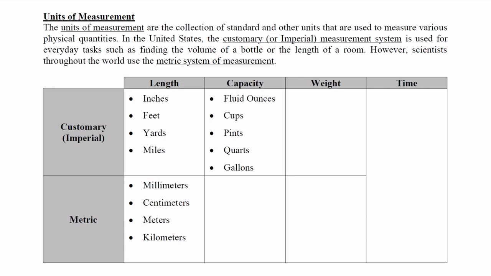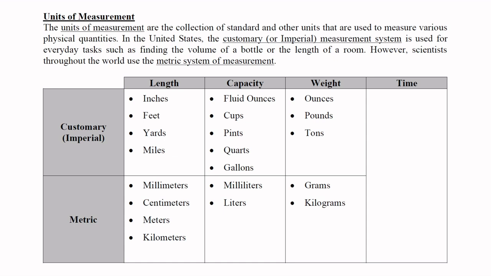In the United States, in the customary or imperial measurement system, we use things such as fluid ounces, cups, pints, quarts, and gallons. These are terms that you hear a lot around the kitchen when you're trying to bake something, or you also hear the term gallons used when filling up your tank of gas in your car. In the metric system, you have most commonly milliliters and liters. For weight, in the customary or imperial system, we use ounces, pounds, and tons. Okay, you go and weigh yourself, and you can find out how many pounds you weigh. But in the metric system, we use grams or kilograms.